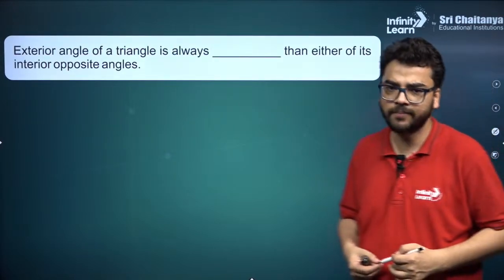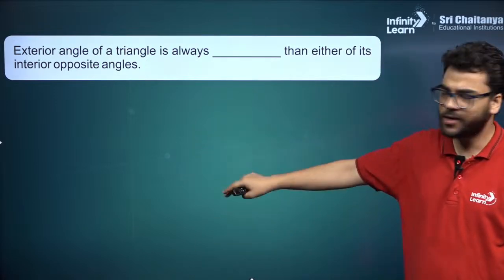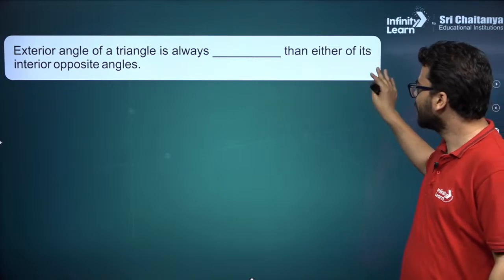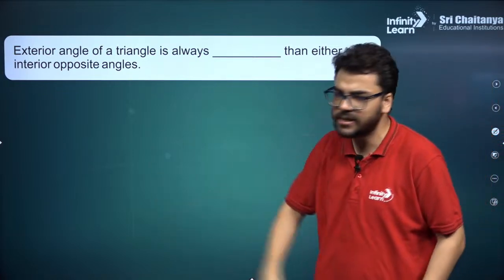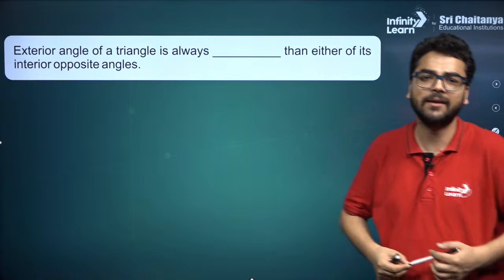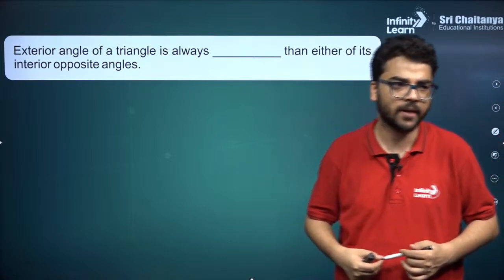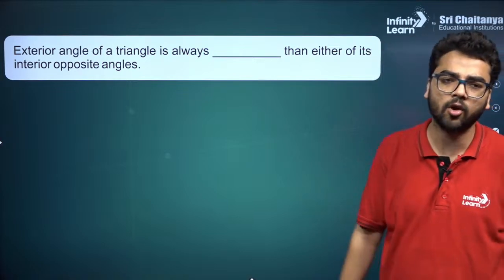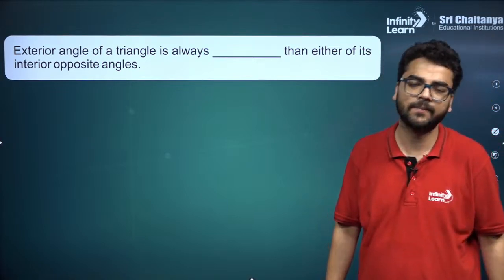Try doing this one. It's a very basic question. Exterior angle of a triangle is always dash than either of its interior opposite angles. What will come inside the fill in the blanks over there? What is the relation between an exterior angle and the interior opposite angles? What is the relation, guys? Tell me.